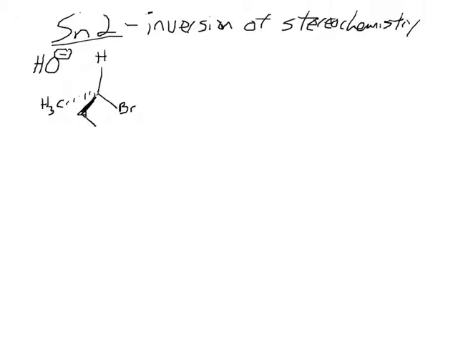So should we also figure out whether this is R or S? Let's do that too. Let's rank these things to figure out R and S. Which one's the highest ranked? Br, so we put a little 1 next to that. Lowest ranked? H. 4 is indeed the lowest ranked. Then ethyl versus methyl. Methyl is 3, ethyl is 2.